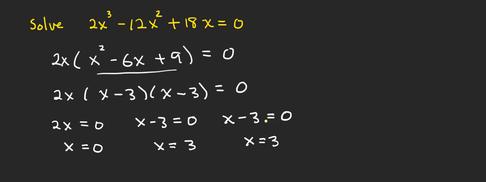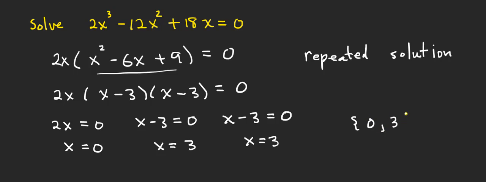We call this type of solution a repeated solution because it came out more than once. So actually the solution of this polynomial will be 0 and 3. You only need to put 3 once. And that is the solution of this polynomial.